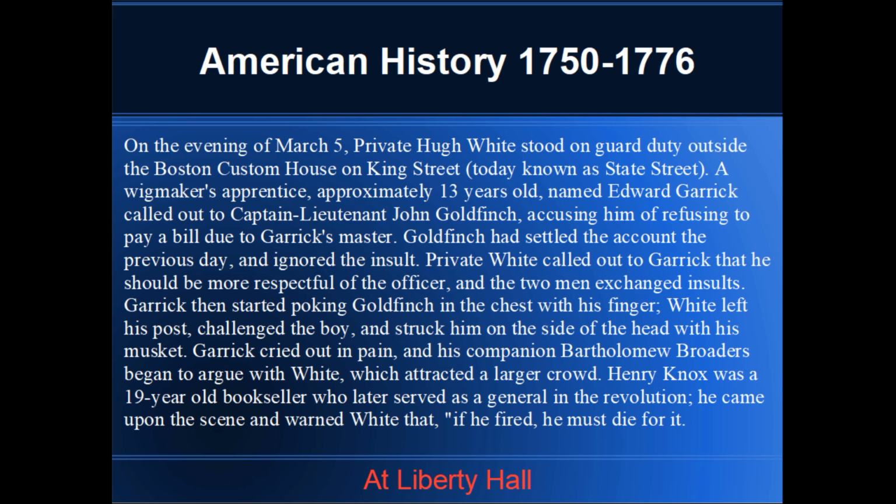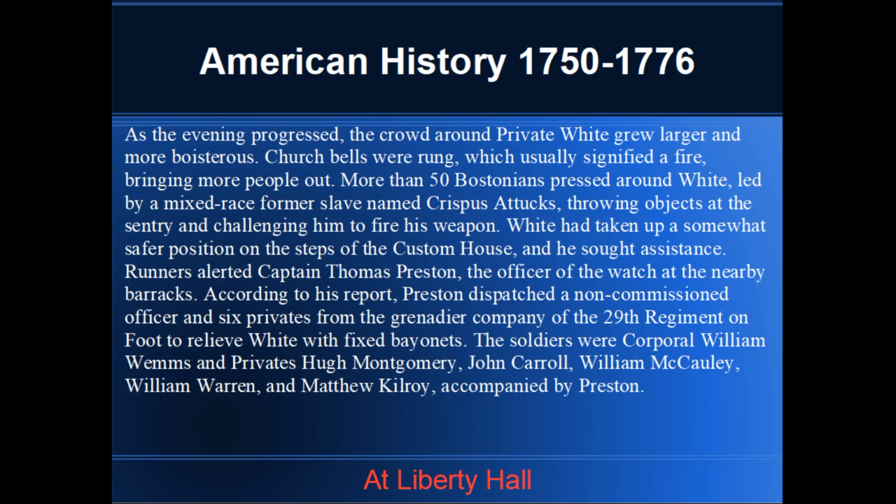Garrick cried out in pain, and his companion Bartholomew Broaders began to argue with White, which attracted a larger crowd. Henry Knox was a 19-year-old bookseller, who later served as a general in the Revolution. He came upon the scene and warned White that if he fired, he must die for it. As the evening progressed, the crowd around Private White grew larger and more boisterous. Church bells were rung, which usually signified a fire, bringing more people out. More than 50 Bostonians pressed around White, led by a mixed-race former slave named Crispus Attucks, throwing objects at the sentry and challenging him to fire his weapon.